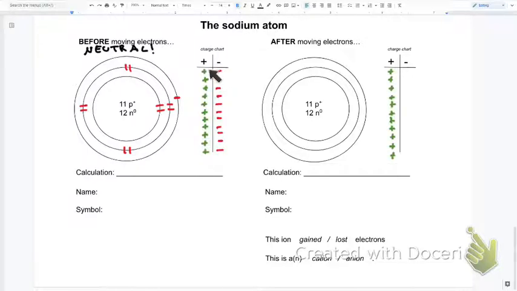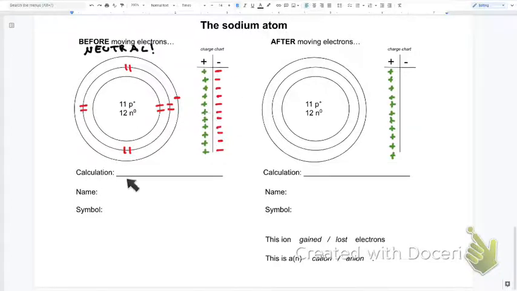So you can see here that I have 1, 2, 3, 4, 5, 6, 7, 8, 9, 10, 11 positive charges, and each one of those positive charges has been paired up with a negative charge. So each one of them has been neutralized. Visually we can see that everything's being matched up. This is a neutral atom.